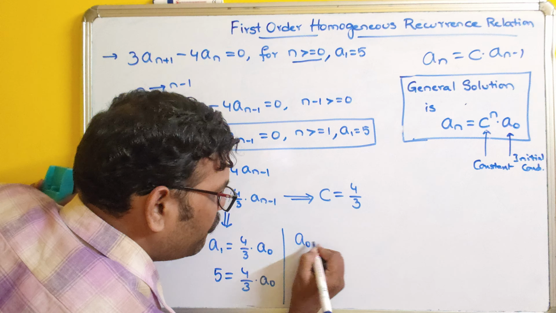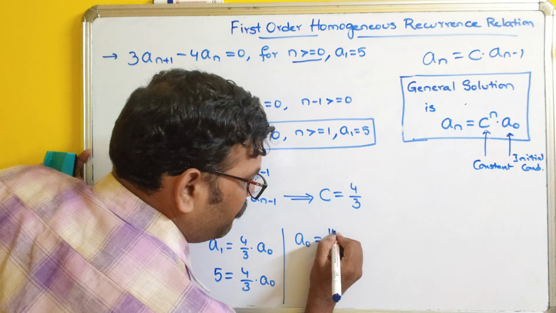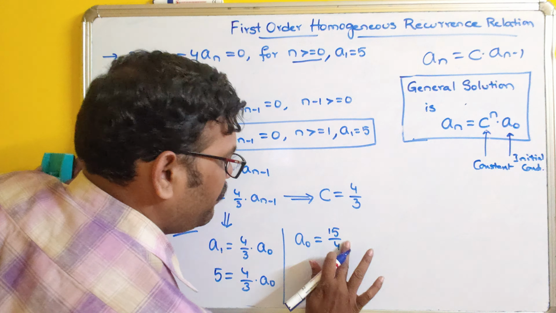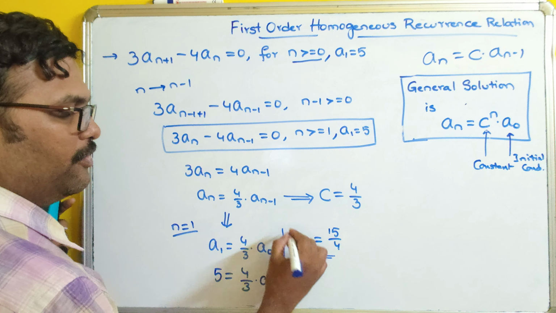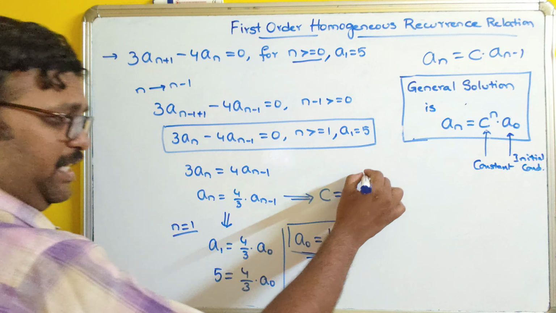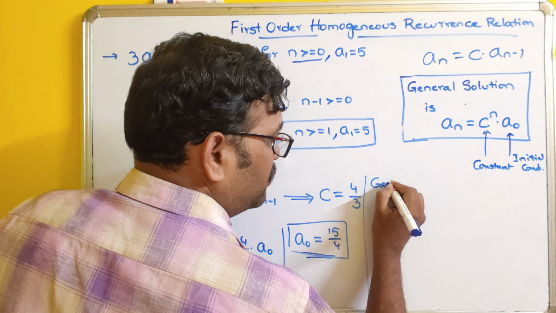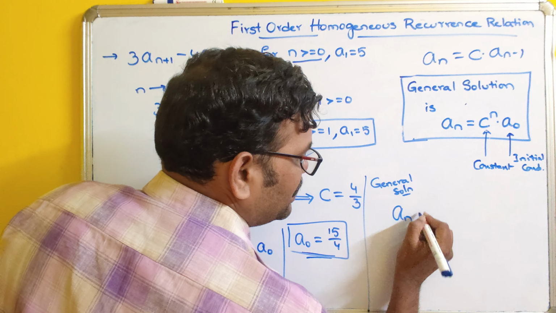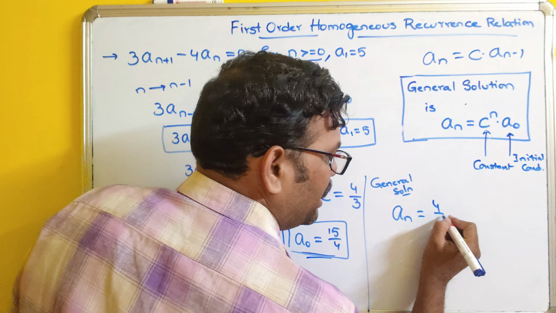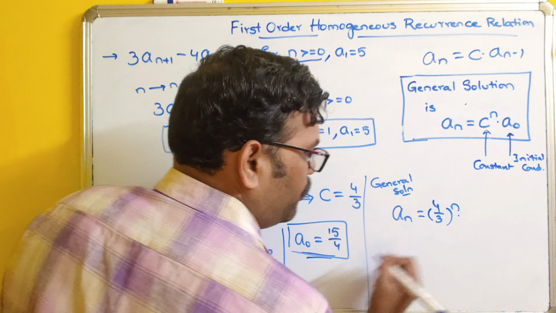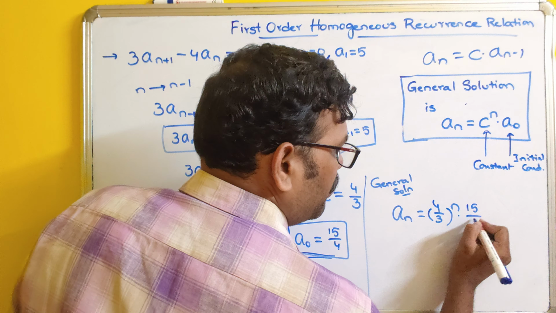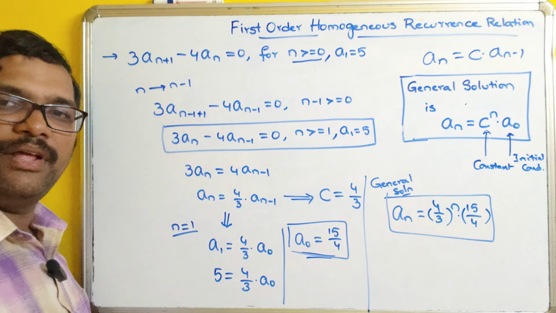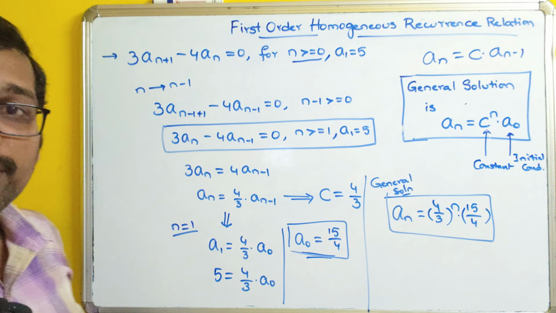Now what is the a naught value? It's 15 by 4. So this is the a naught value. From this we can find the general solution. General solution for this one is an is equal to c, what is the c? 4 by 3 power n into a naught, 15 by 4. So this will be the general solution for the given first order recurrence relation.